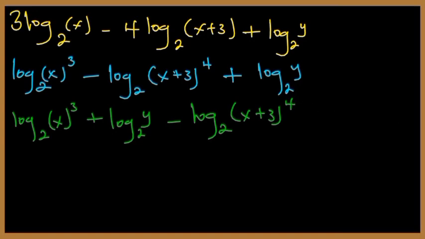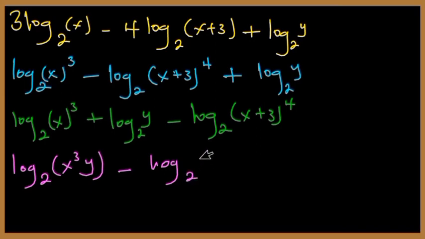So from here, we know that we can apply the log rules. Since they are adding and having the same base, we can multiply. So I can rewrite this one as minus log base 2 all to the power x to the power 3 y. This one multiplies this, minus log base 2 all to the power x plus 3 all to the power 4.